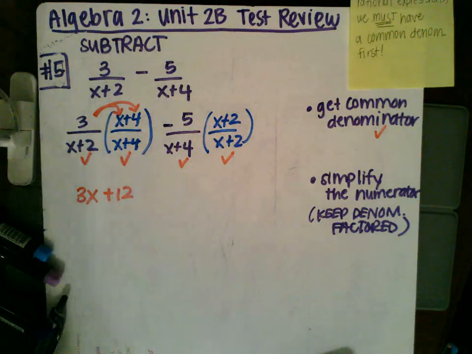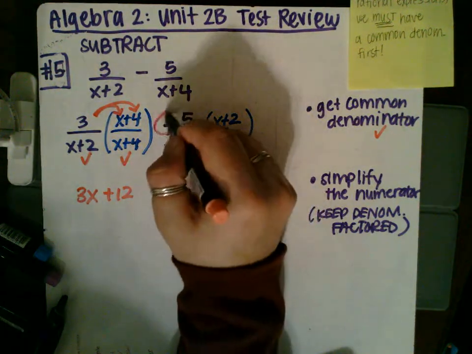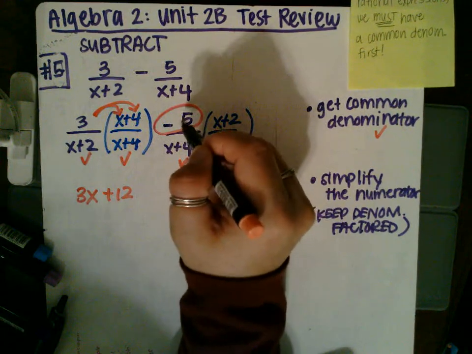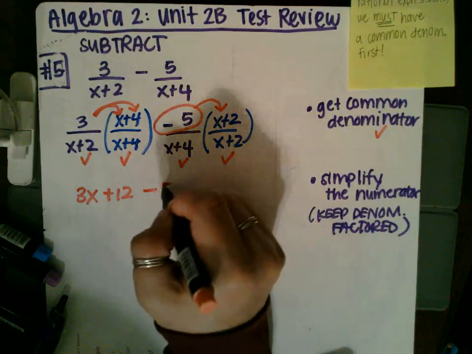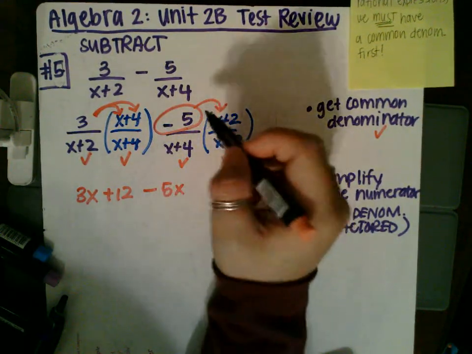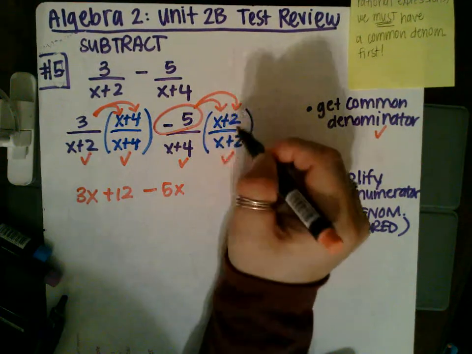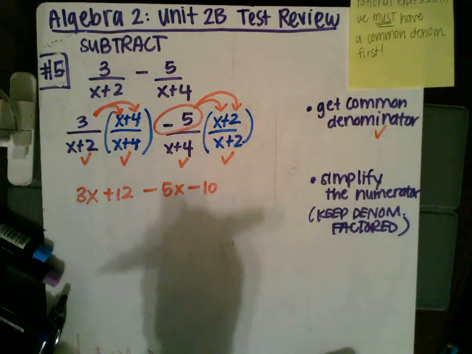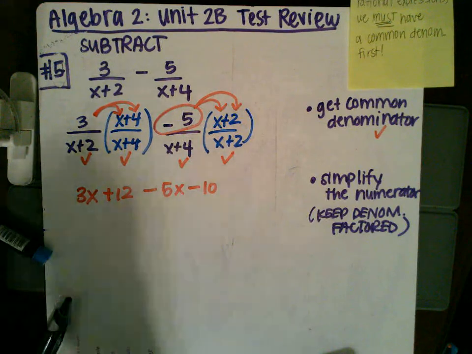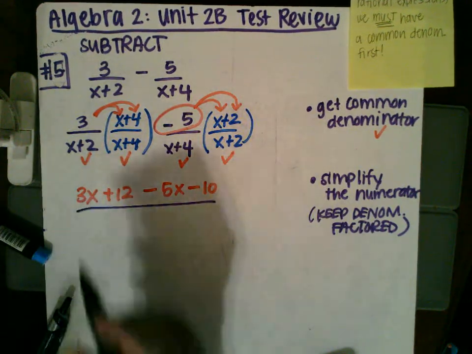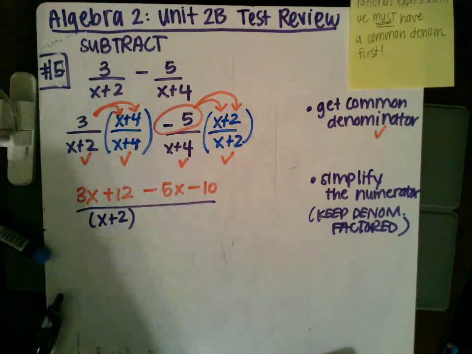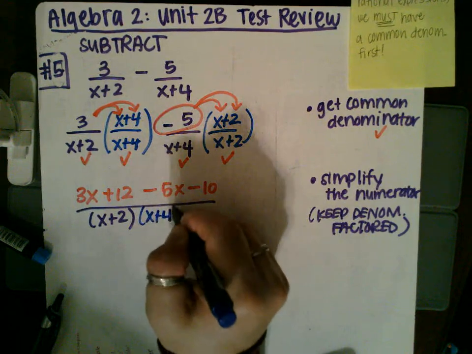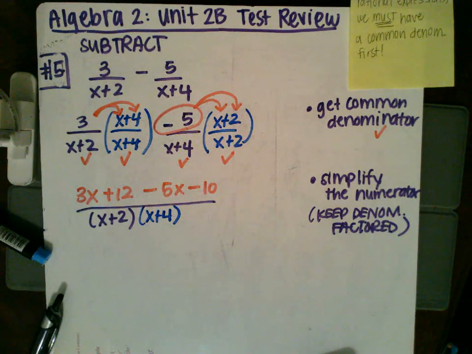Here's the trick, though. With subtraction, we're going to take it with this negative 5. We're going to take it with the 5. So negative 5 times x is negative 5x. That's new. And negative 5 times 2 is negative 10. We kind of did that last time. It's just I didn't bring it up. It was a subtlety that I did not bring up. And then we keep our denominator factored: x plus 2, do not expand it out, times x plus 4. You're just making way more work for yourself if you do not keep your denominator factored.